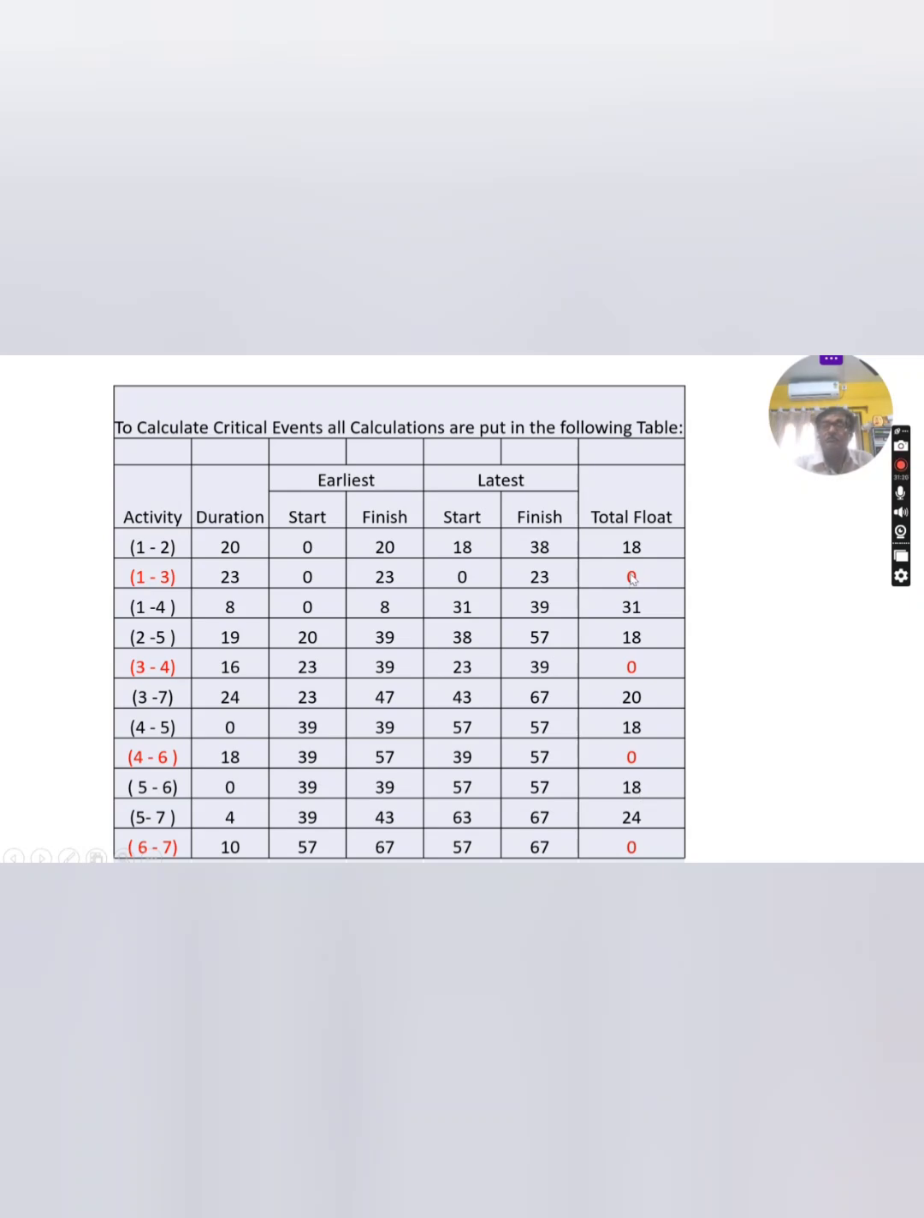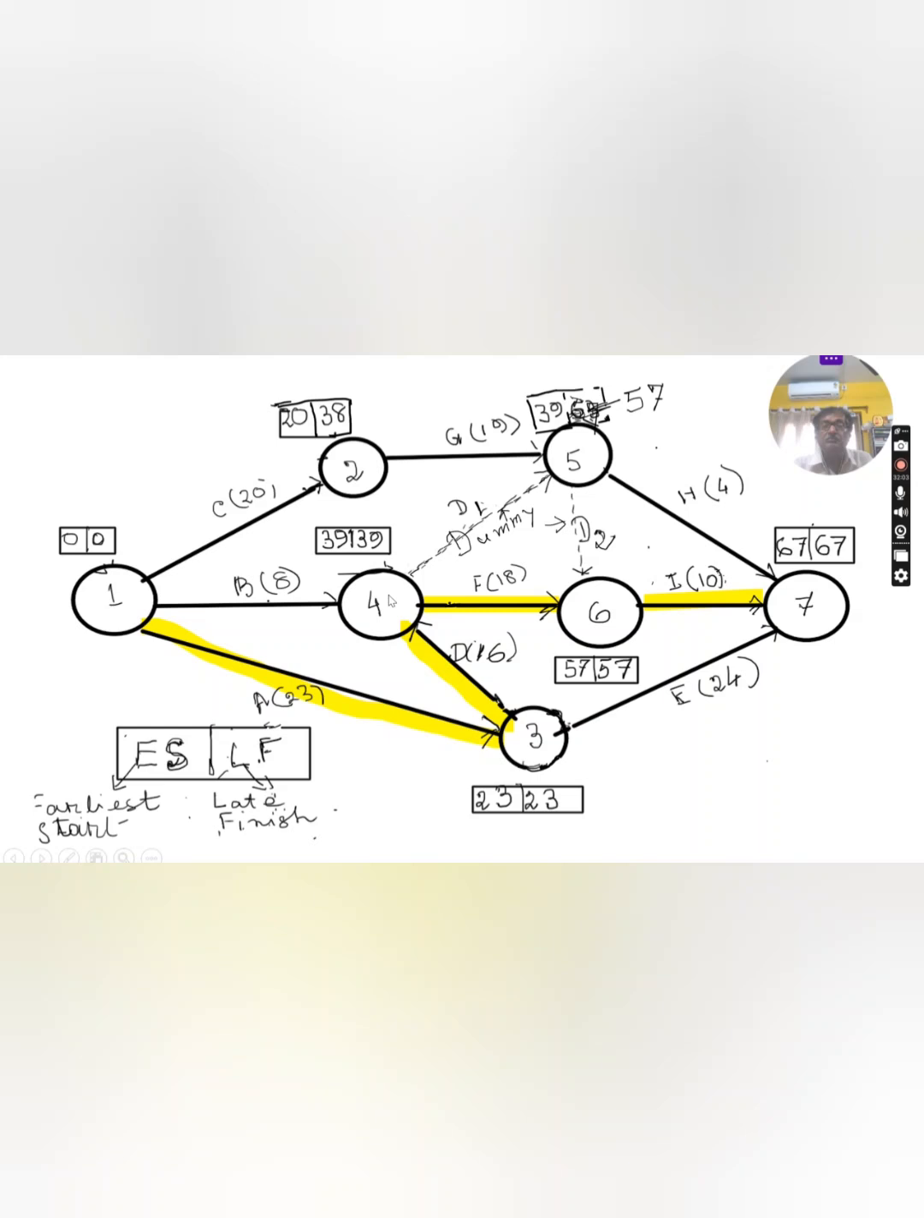Where there is no float, meaning there is no slack value, that is the critical activity. In this case I have highlighted in red the critical activity 1-3, because the float is 0 and there is no slack. You cannot delay here. If you delay, it will affect the total completion time of the project. The critical path is 1-3, 3-4, 4-6 and 6-7, with no slack, highlighted with the highlighter. Maximum supervision and critical control is required for these activities. If any delay beyond the specified time is made, then the project completion time will increase.